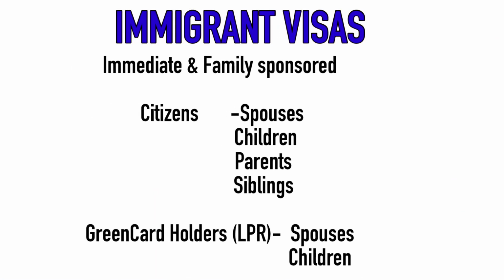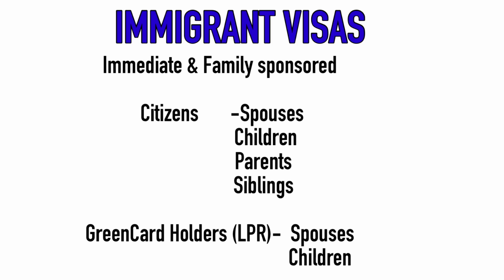When it comes to immediate relatives, you have your spouse and your children, including adopted children and stepchildren. They all fall under the immediate relatives. Now the other family-sponsored ones are your parents and your siblings. Those are the only people that you can file for under the family-sponsored visas. You can't file for aunties or cousins. So we have various types of visas that come under this category.